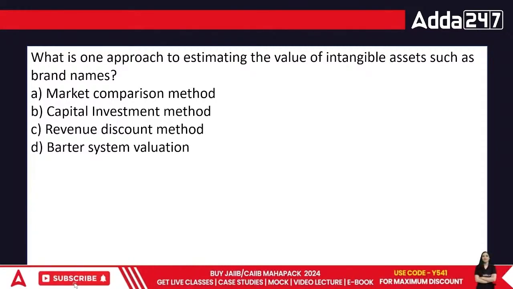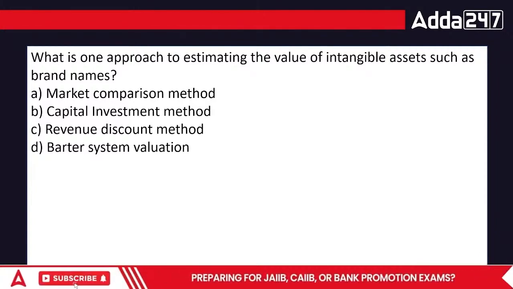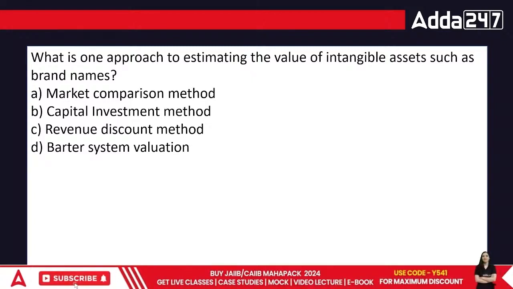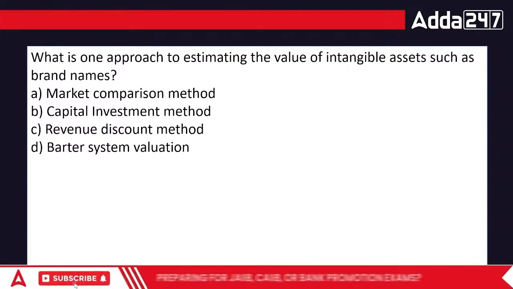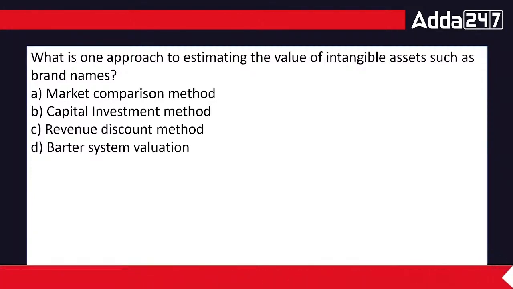Done everyone? Next point. Which one of the following is used in estimating the value of intangible assets such as brand names? Market comparison, we don't compare with the market. Capital investment, revenue discount, or barter system. Barter system is there, but not in case of real. Matlab barter system was there when there was no money involved. Today barter doesn't really exist that way.